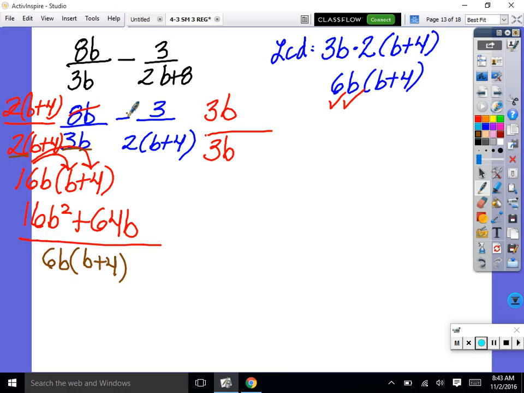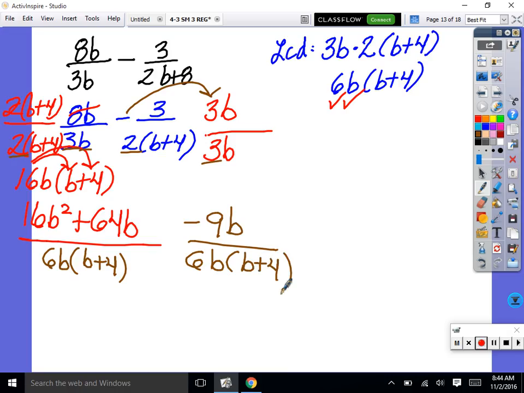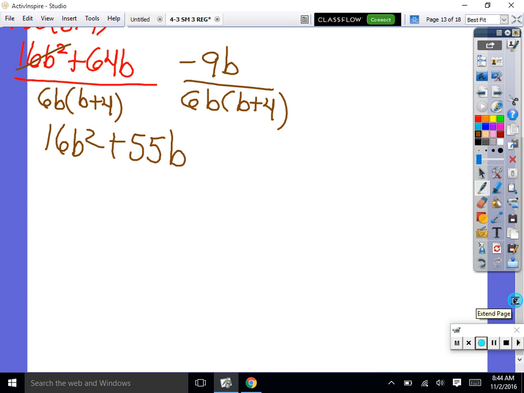Okay, then we have negative 3 times 3b, which is negative 9b's, correct? Let's multiply out the bottom. 2 times 3. 6b and b plus 4. So look at your bottoms. Are they the exact same? So now, combine our tops. 16b squared, no other b squareds. 64b minus 9b's is 55b's. Does everybody feel good? All over 6b and b plus 4.